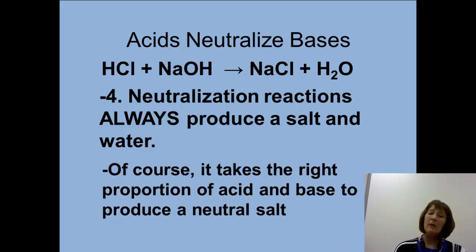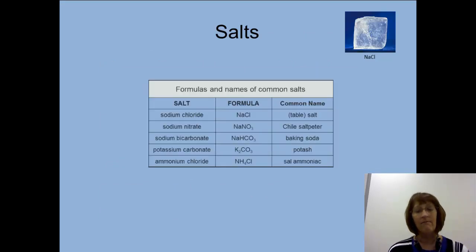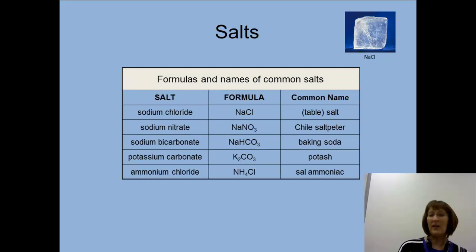Now, if you want to make something produce a neutral salt, you have to have the exact amount of acid and the exact amount of base. And so you have to calculate that. Yes, I said calculate. Alright, so there are lots of interesting things about salts. Here are some common salts: sodium chloride, sodium nitrate, sodium bicarbonate, that's your baking soda, potassium carbonate, and ammonium chloride, which is a weird name. It's called sal ammoniac. And what's really cool is that picture up in the right-hand corner. That picture is of sodium chloride, and that's just one little crystal. It's a nice little cube.